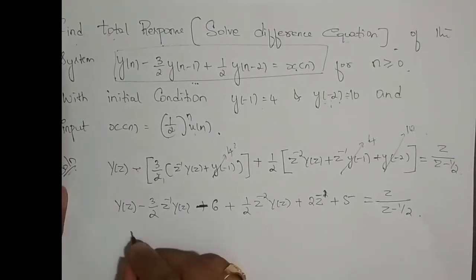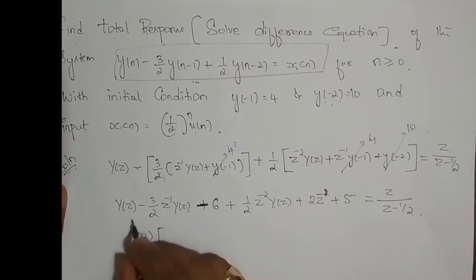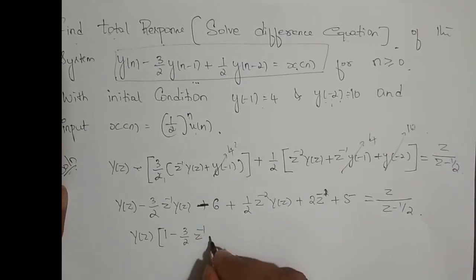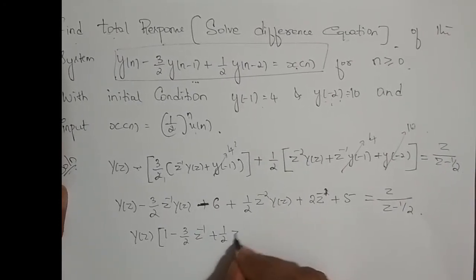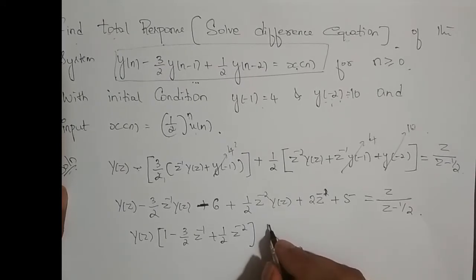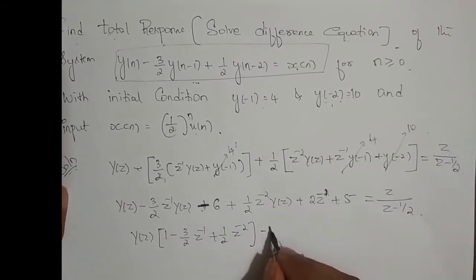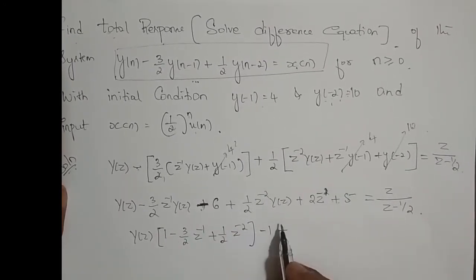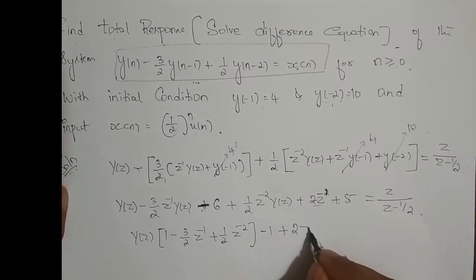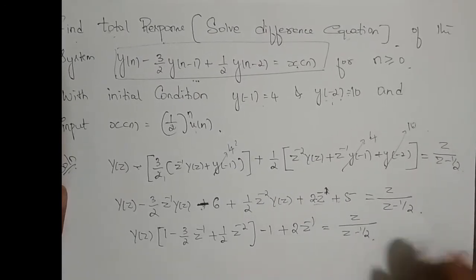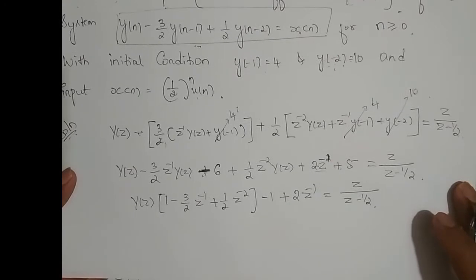Okay, now I'll take Y of z common in this term. What do I get? 1 minus 3 by 2 z power minus 1 plus 1 by 2 z power minus 2. And what is the remaining part? Minus 5 plus 6, minus 6 plus 5 is minus 1, and one more term is remaining, which is 2 into z power minus 1, is equal to z divided by z minus 1 by 2.